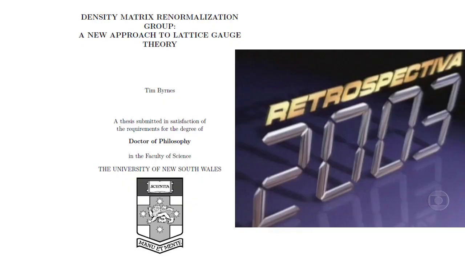I have a bit of a connection with this story because this topic is what I did in my PhD. So this is my PhD thesis, and you can see that the title is Density Matrix Renormalization Group, New Approach to Lattice Gauge Theory. This is back in 2003. I had just finished my PhD in Australia and then I moved to Japan.